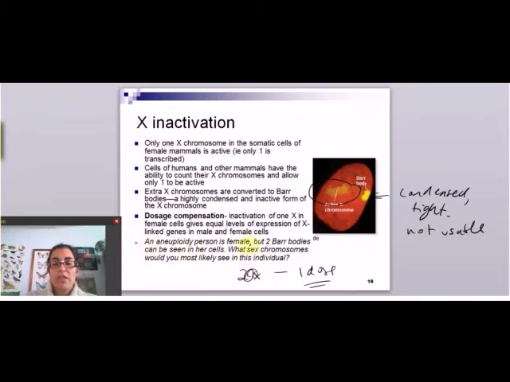If an aneuploid person is female but has two bar bodies in her cells, what sex chromosomes do you think are present in this individual? Remember, a normal female would only have one bar body. So this female probably is XXX. She has three X's, so two of them have to become bar bodies. This also explains why sex chromosome abnormalities are much more tolerated. Remember back to when we were talking about aneuploidy. Most of the sex chromosome aneuploidies don't cause very severe symptoms, and that's because of X inactivation. We only need one X. If we have extra X's, we'll shut them off.